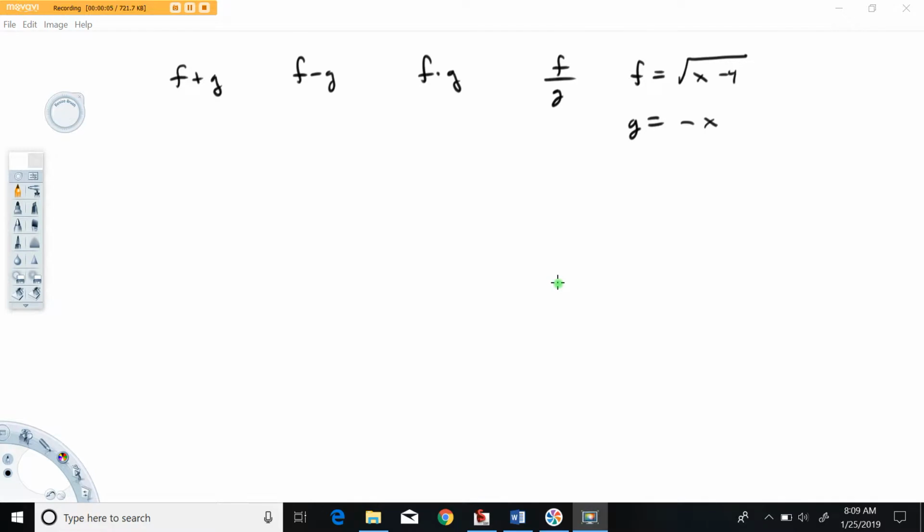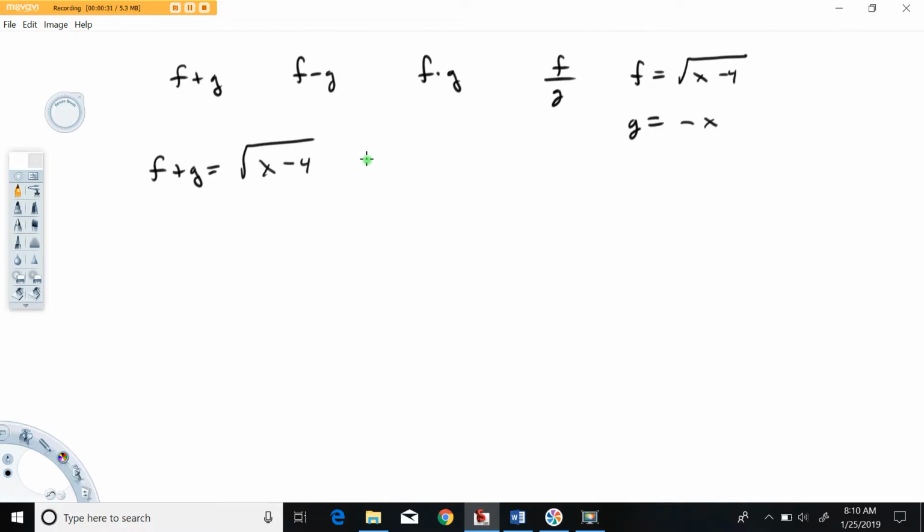I'm making this video here to again go through some examples of the algebra of functions and talk about domains and ranges. So what we're going to do is talk about the sum of two functions, the difference, the product, and the division, one divided by another, for this pair of functions. So f reads square root of x minus 4, and then g is equal to minus x. So let us begin.